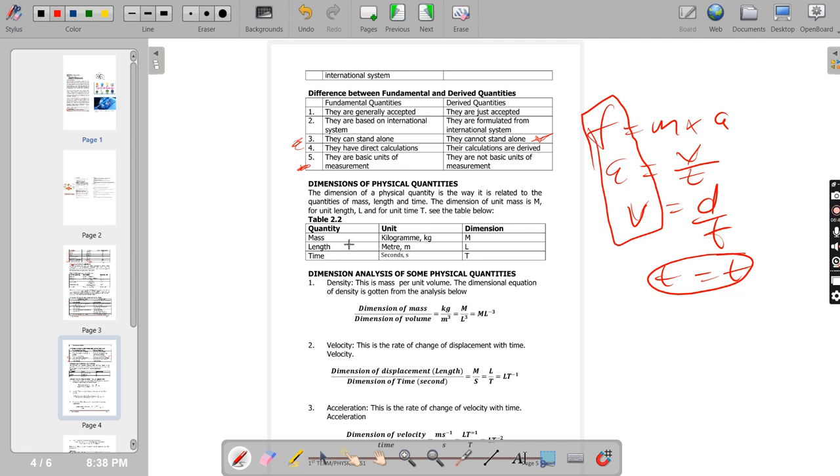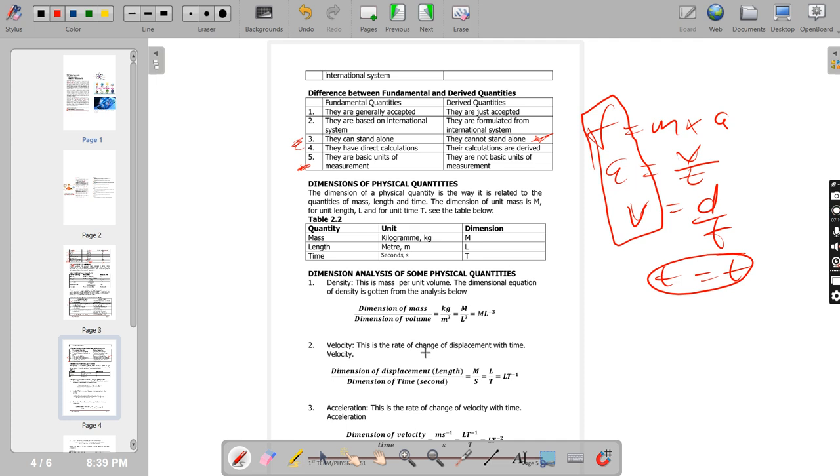So you see the table below: we have the quantity mass, the unit is kilogram, the dimension is M. The quantity length, the unit is meter, the dimension is L. The quantity time, the unit is seconds, and the dimension is T. So how are quantities related to these dimensions? That's what we're going to be discussing in this section.